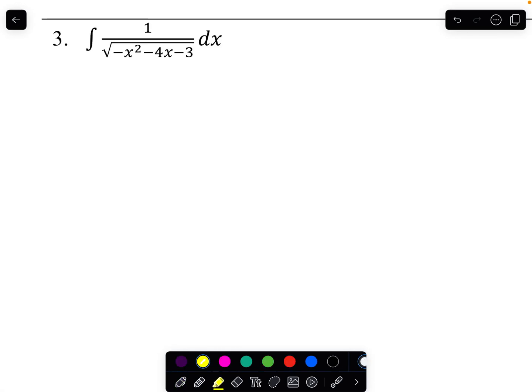All right, first I'd like you to notice the denominator has the radical in it with that trinomial underneath it. And this is a problem where we would want to use the completing the square method.